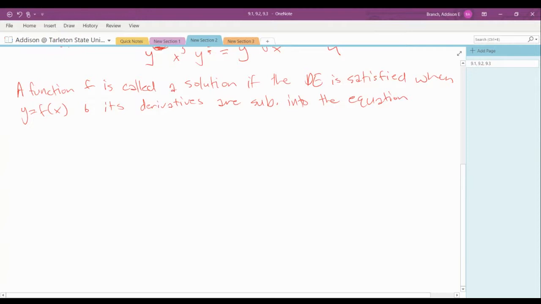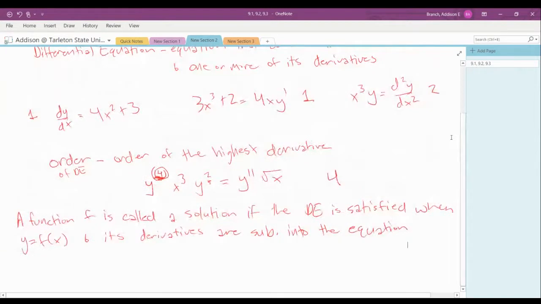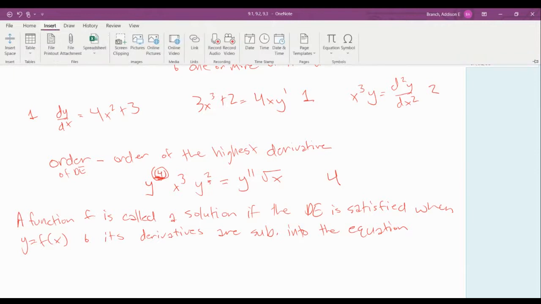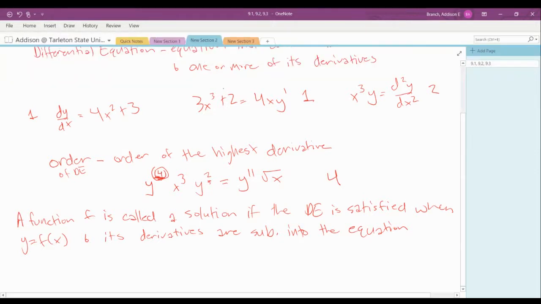So essentially what this is saying is if you're given a differential equation and then you solve for that function, for example, if we scroll back up, if we were able to solve for some y equals f of x up here, then everything would have to fit. For example, right here, this y prime that we would solve for would have to make sure that everything in that equation fits.